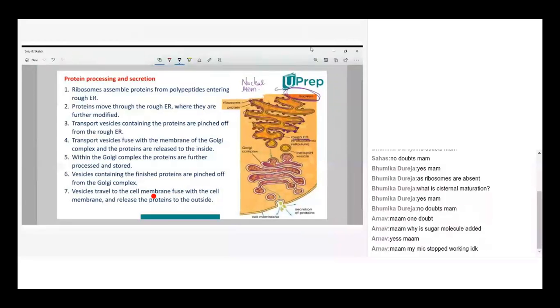Now rough endoplasmic reticulum is involved in synthesis of proteins. So here the proteins are produced from the endoplasmic reticulum, this part. Now the produced proteins will be pinched off. So they'll be removed in the form of a transport vehicle, which we call a vesicle. Now this vesicle, which contains the synthesized proteins, will be accepted by the Golgi complex.